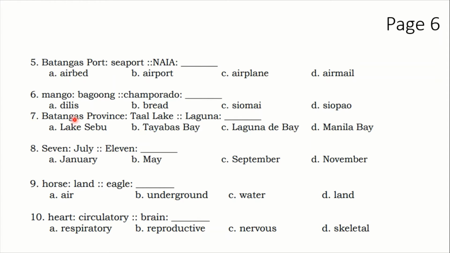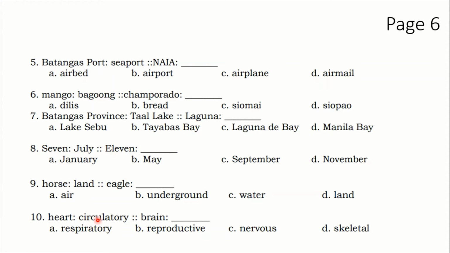Number 7. Batangas province is to Taal Lake, as Laguna is to blank. A. Lake Cebu, B. Tayabas Bay, C. Laguna de Bay, D. Manila Bay. Number 8. 7 is to July as 11 is to blank. A. January, B. May, C. September, D. November. Number 9. Horse is to land as eagle is to blank. A. Air, B. Underground, C. Water, D. Land.